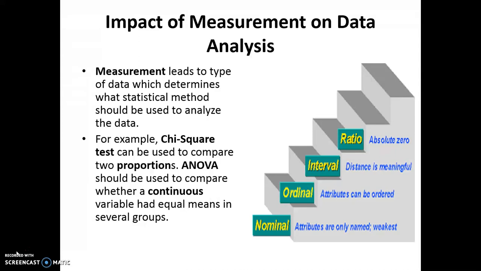For example, if we have proportions, the chi-square test should be used to compare two proportions. And if we have a continuous variable and we want to test if it has equal means in several groups, then we could use ANOVA, the analysis of variance technique. So study design and levels of measurement are two critical factors for us to determine which statistical method to use.